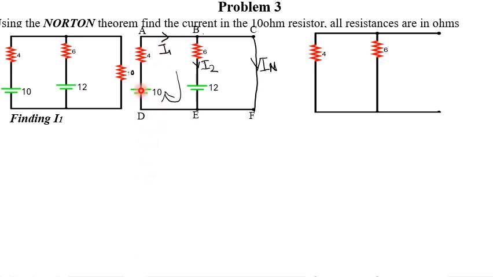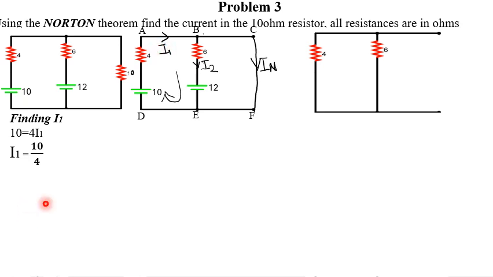To find I1, we know that this is our voltage source, and I1 flows through only this resistor. Since I1 is flowing through this resistor, we can simply calculate the current by dividing this voltage by the resistance. So it writes as 10 equals 4I1, then I1 equals 10 over 4. That is how to calculate I1.